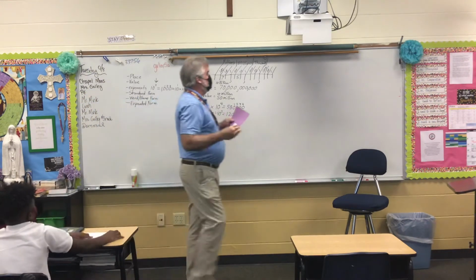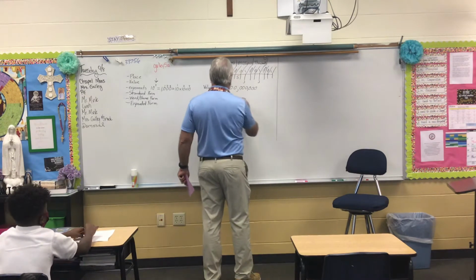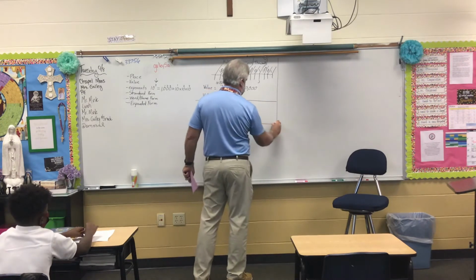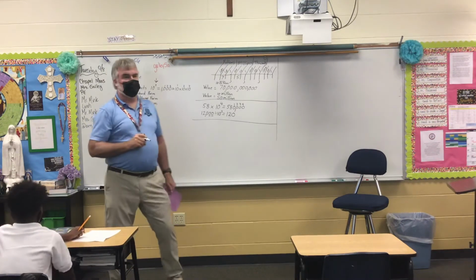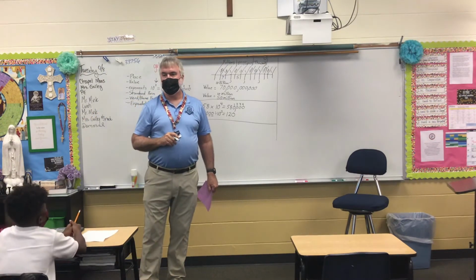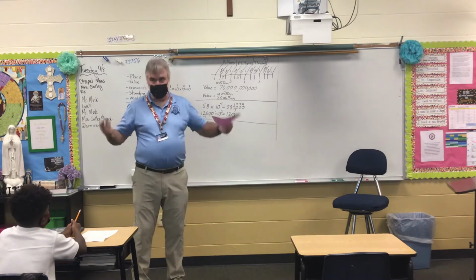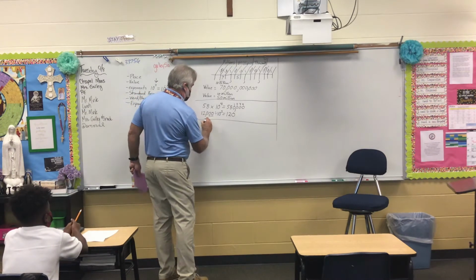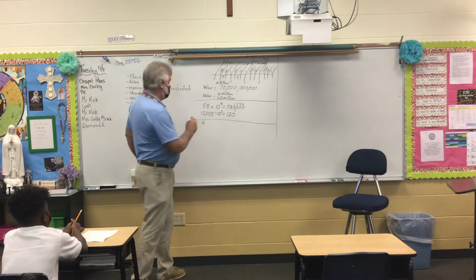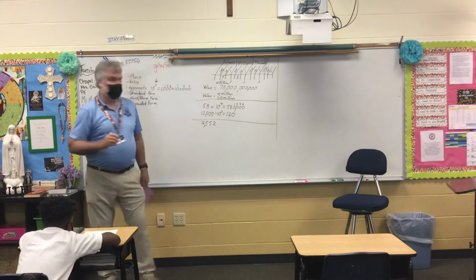Now, let's take a number. I don't know. Let's have Joshua give me a number. Give me a number that's in the thousands. 4,000. Complete number. 4,552. 4,552. How'd I write that?